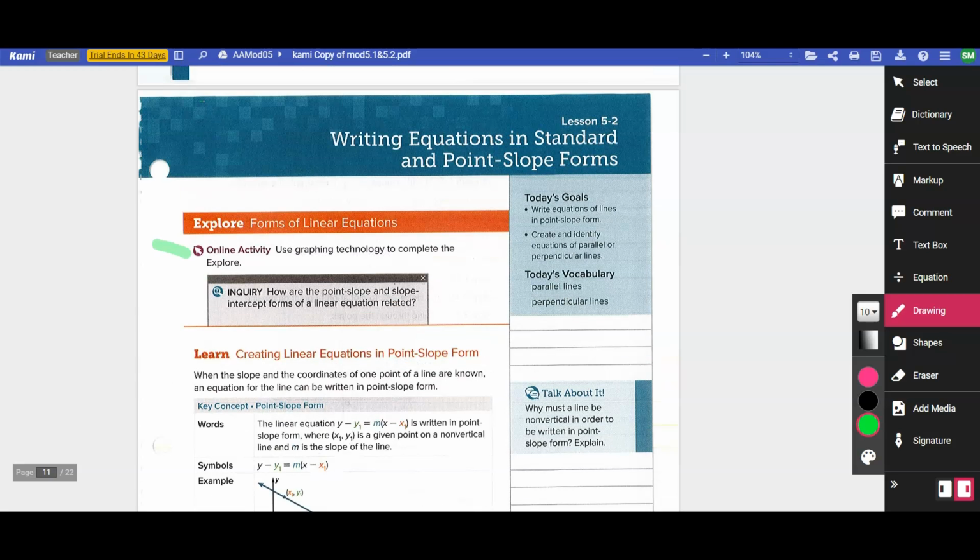Module 5.2, and we're going to write equations in standard form and point slope form. I believe we're going to do the point slope form first. Again, this is just all about writing equations. We did graphing earlier. Now we're going to write equations, and I'm going to give you a graph, and you're going to give me the equation. You're going to know in and out all about equations and graphs. It's going to be so exciting.